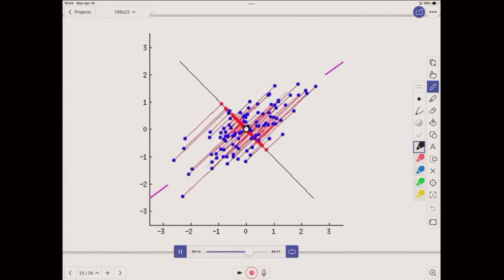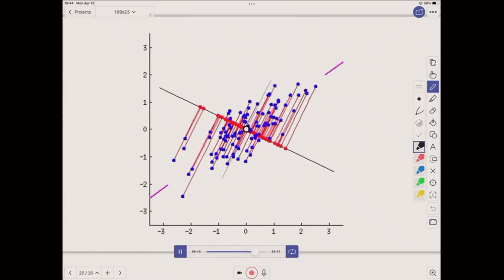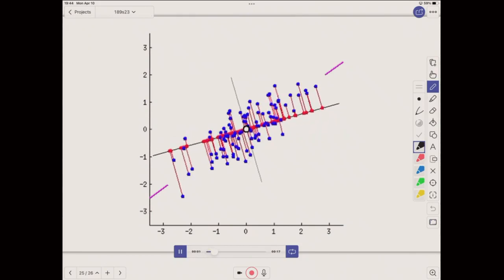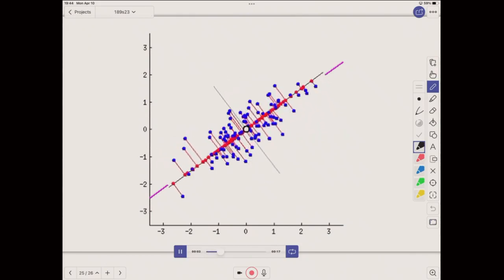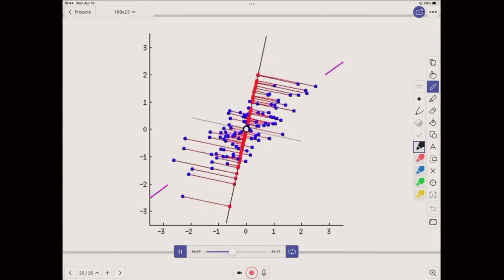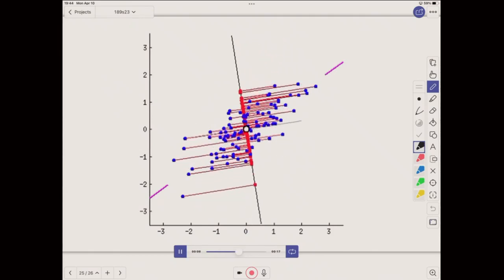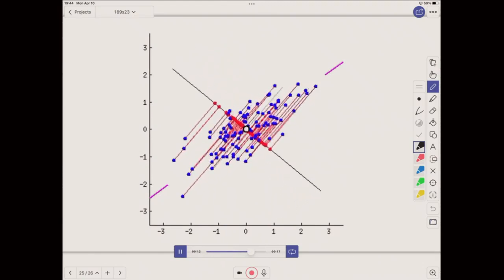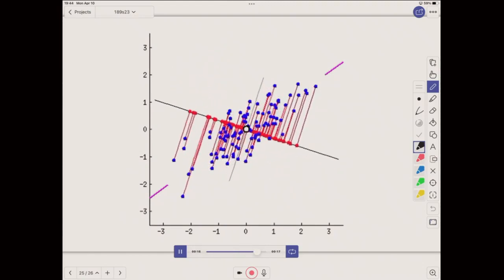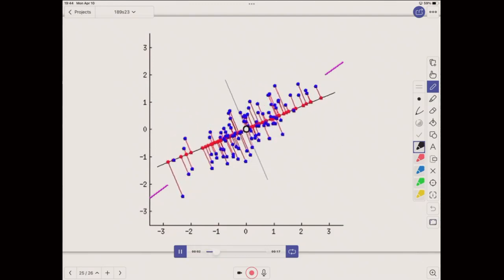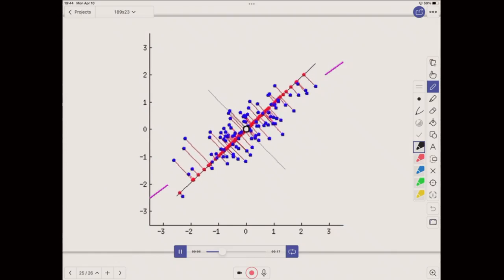So again, we want those red edges to be short. And you can see as we rotate, we're getting shorter, we're getting shorter, we're getting shorter. That's the optimum. Now you can see the red edges tend to be getting longer and longer. And that's the reverse optimum, the max of the sum of squares of the red edge lengths. And bang, that's the solution.